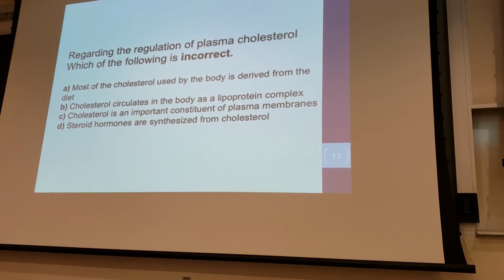Anyways, regarding the regulation of plasma cholesterol, which of the following is not correct?